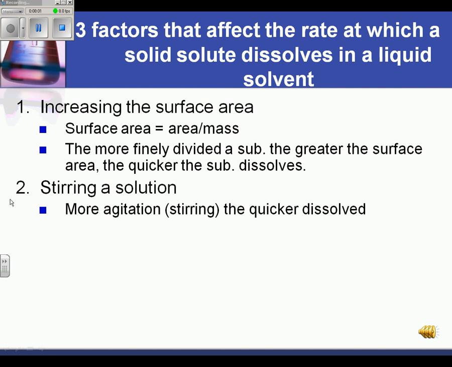Okay, last question. When you're making tea, do you let the tea cool down before you add the sugar, or do you add the sugar while it's still hot? You add it while it's still hot, because heating a solvent is going to increase the rate at which it dissolves. The heat helps separate those molecules, and you kind of have your own little molecular mixer because those molecules are moving faster at a higher temperature.